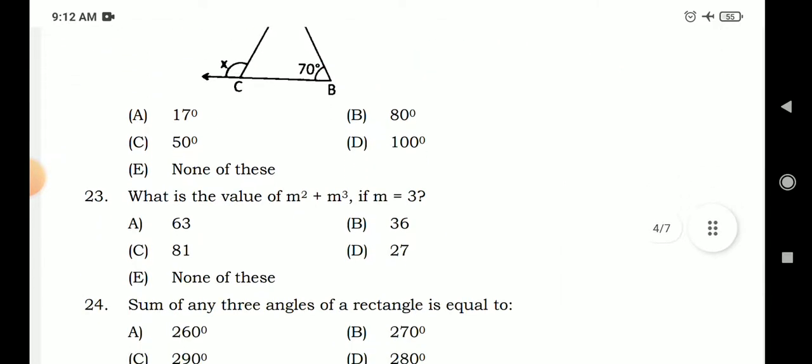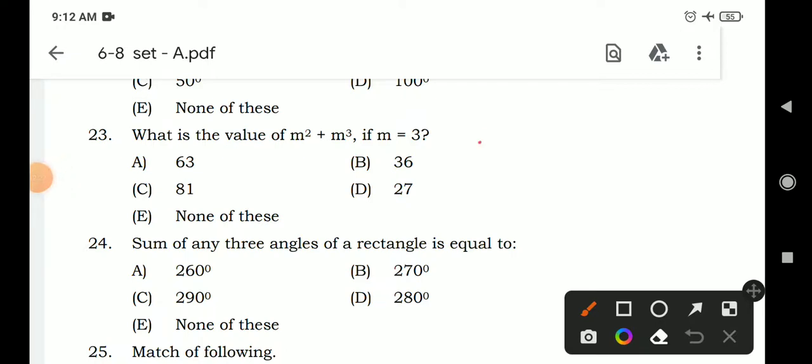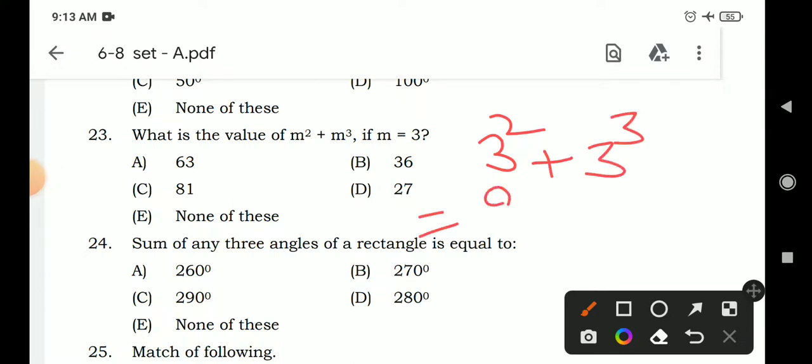Now look, the next question is number 23. What is the value of m square plus m cube? It is a very easy question. The m value is already given here, so use this m value 3. You need to find the square of 3 plus the cube of 3. You know the square of 3 is 9 and the cube of 3 is 27, and 27 and 9 will give you 36. So what will be our correct option? Option B is our correct option. 36 is the answer.